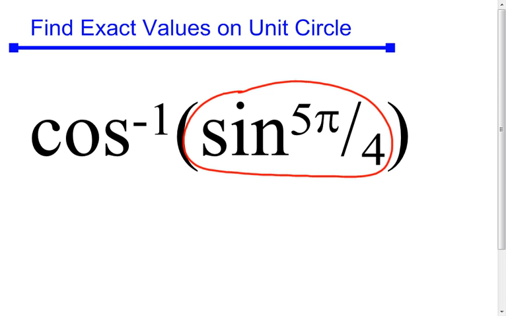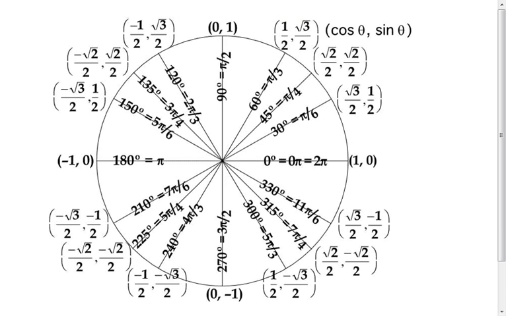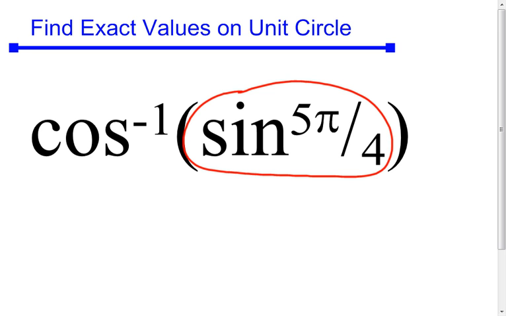So now I've given you the spot. You're going to go to 5 pi over 4, and you're going to find the sine value. And remember, sine's just your y-coordinate, okay? So I'm going to go to 5 pi over 4, and I'm going to find my sine value, or my y value. So sine at 5 pi over 4 is right here, and it's negative root 2 over 2. Okay? So this part right here is negative root 2 over 2.